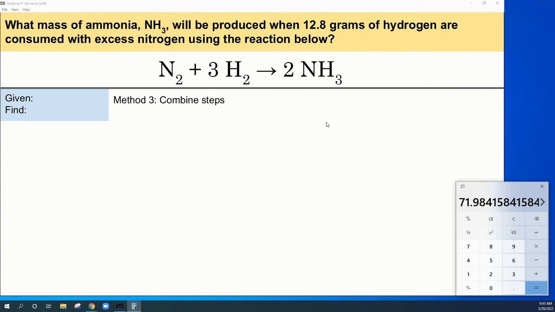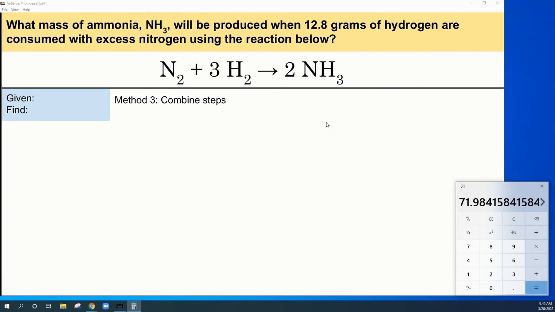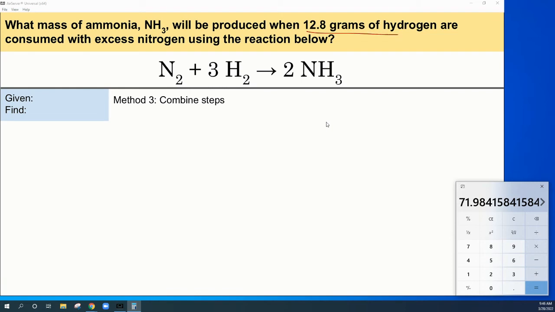But really, we're doing the same work. We're just doing things so that it looks neater, it looks nicer. Watch. We're going to do the same thing. So we're going to be given 12.8 grams of hydrogen. And again, we're looking for grams of NH3.